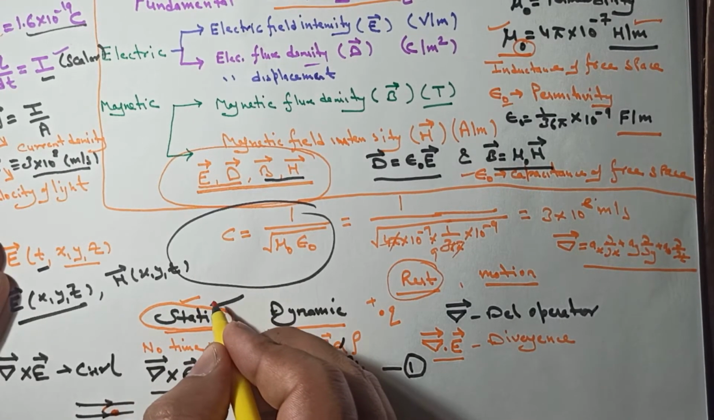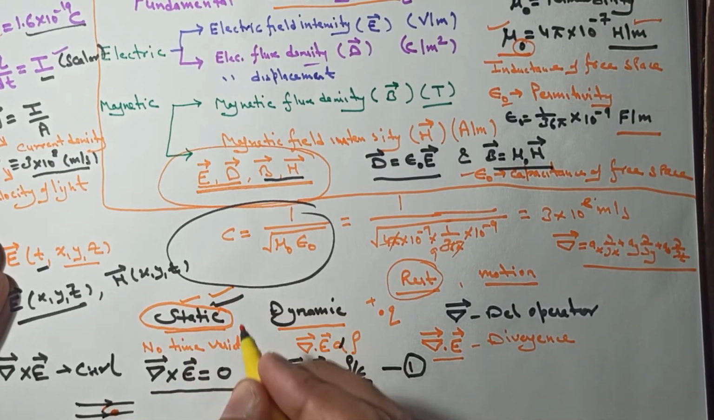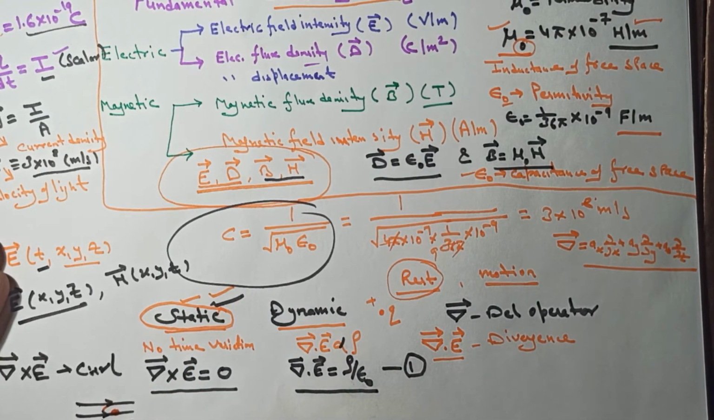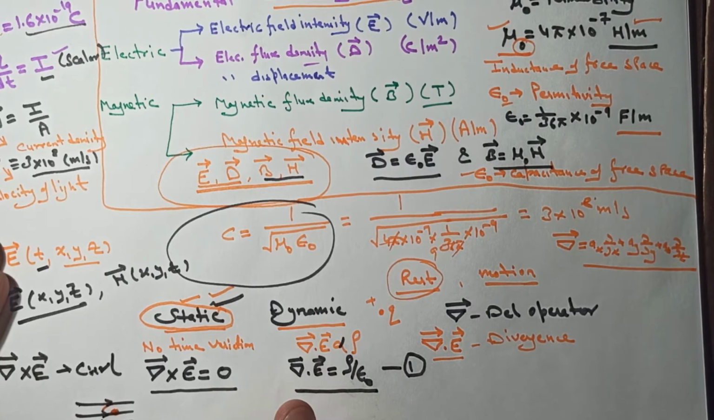In this video I will talk about the static field. That field is not changing with time. Don't get confused here, because most students are confused about this. In a static field, del cross E is 0, which means it is not changing with time; it is constant throughout.